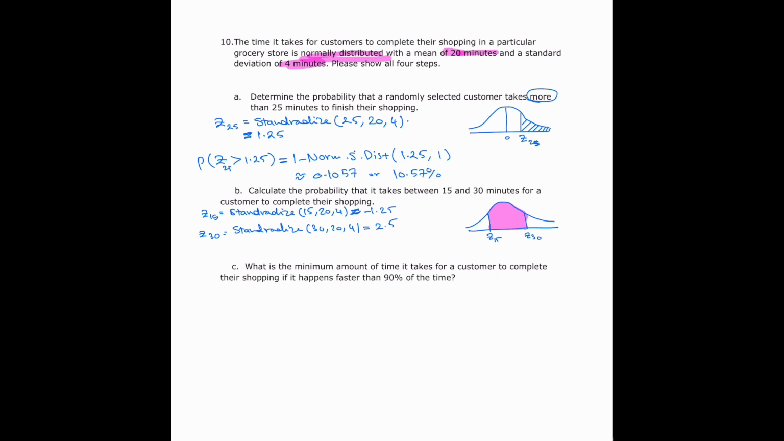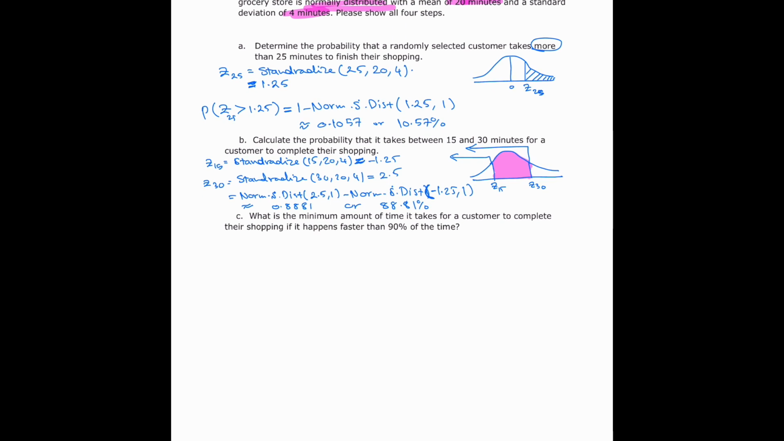So the area in between is going to be equal to norm.s.dist of the bigger number, which is 2.5, comma true, minus norm.s.dist of the smaller number, which is negative 1.25, comma true. And this is going to give me approximately 0.8881, or in other words 88.81% of the time.